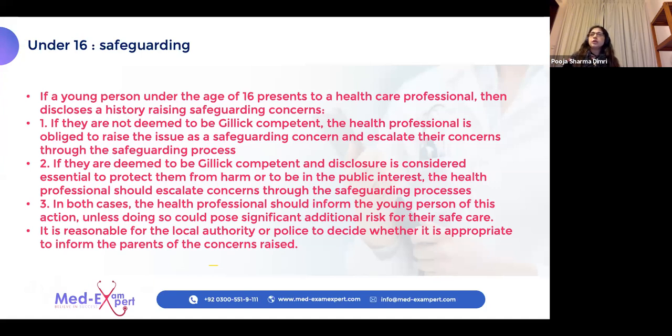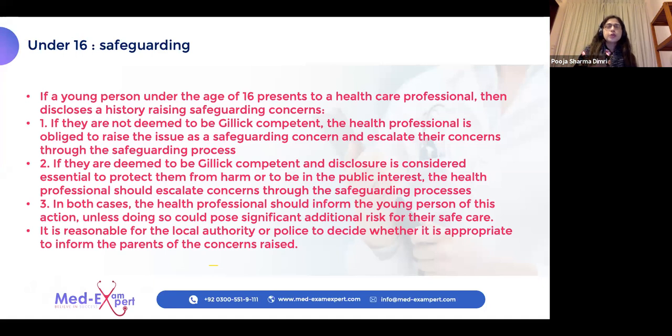So in the beginning of the conversation, if I'm talking to a young patient, I say that, okay, whatever conversation is happening between you and me, it is confidential. I'm not going to inform anybody unless you agree. I'm not going to inform your parents. But in the meantime, when you take more history, you realize that there is some foul play involved, or you are suspicious of a threat to the mental or the physical health of the young individual, you cannot maintain that confidentiality.